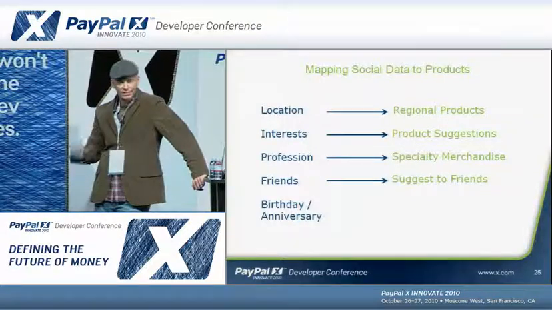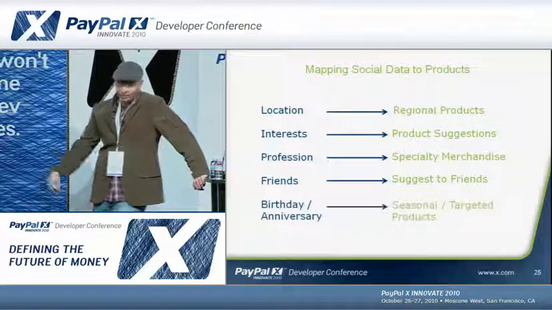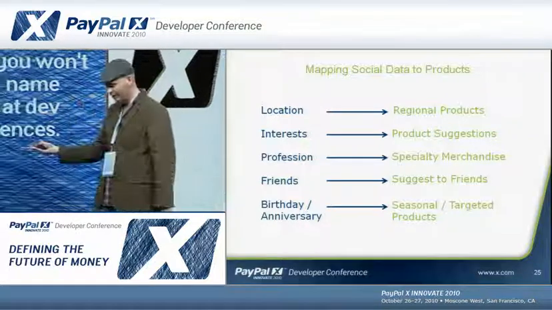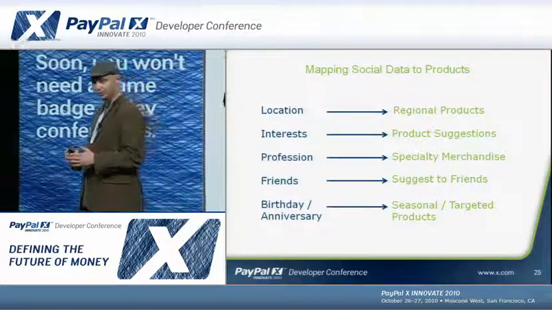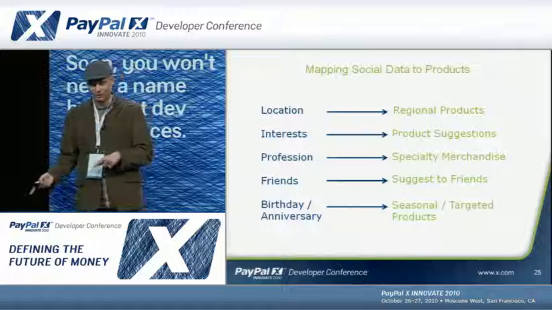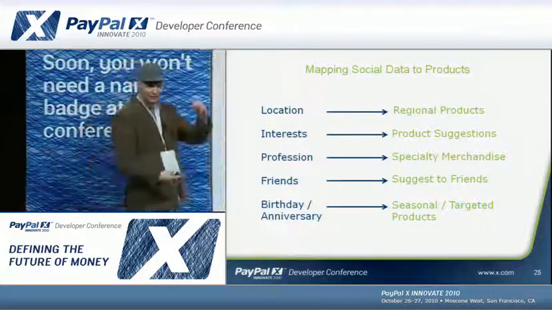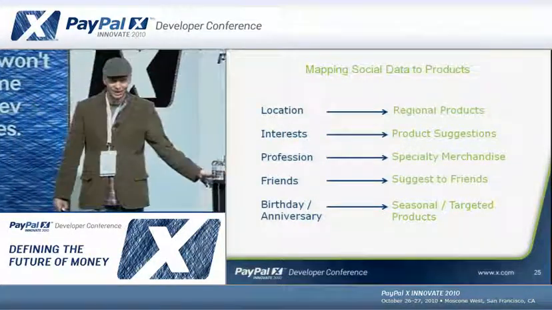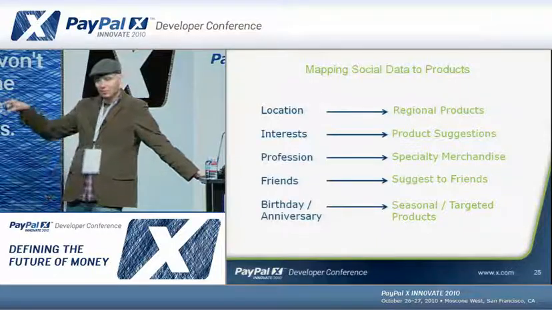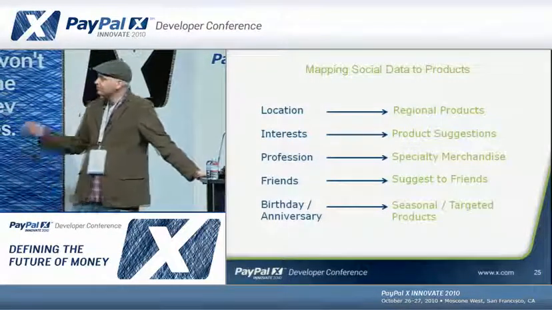Suggestions, just like we saw on Amazon. And birthdays and anniversaries, of course, seasonal or targeted products. You can just target these to a particular user. If I have my anniversary coming up and flowers.com pops up, oh, hey, I remember that. This will be a great source for me to get some flowers.